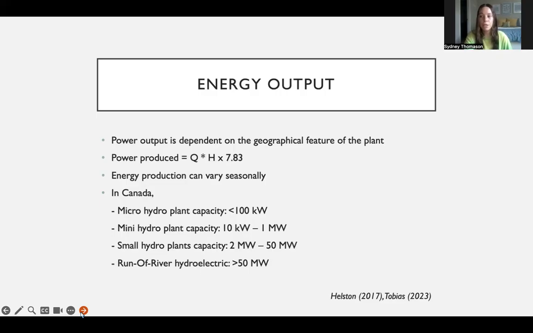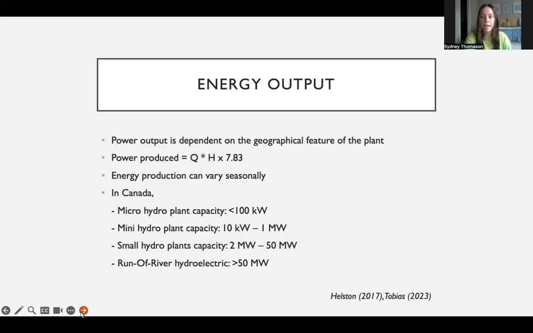The energy produced by run-of-river plants, like I said, will vary seasonally as the flow of water will increase or decrease. One study found that in the alpine geography, the production increased in the winter about 4 to 9% and actually decreased in the summer by 2 to 22%.